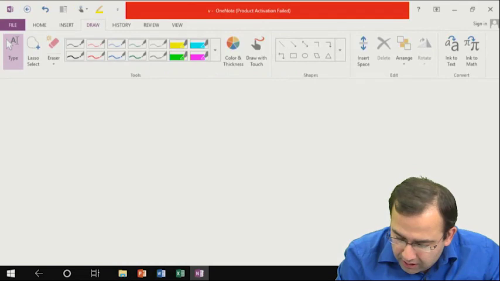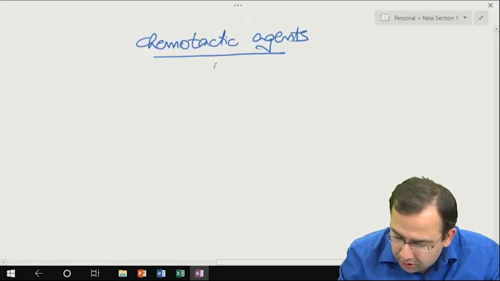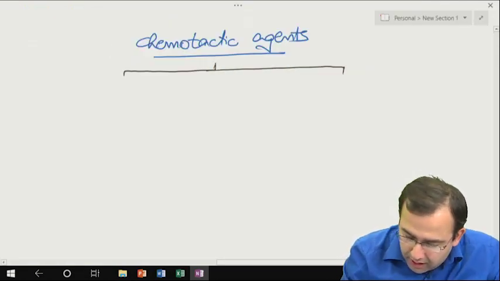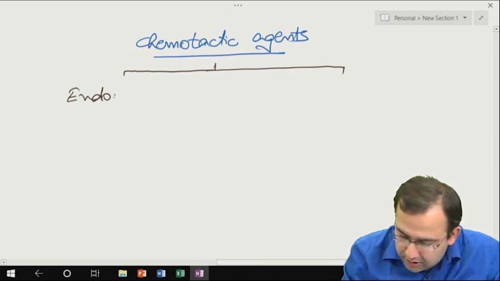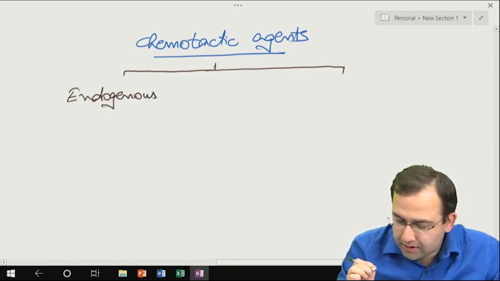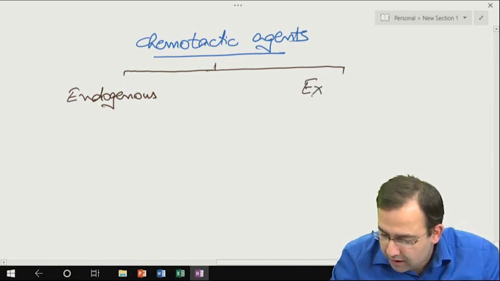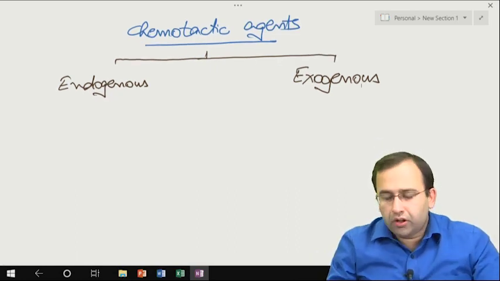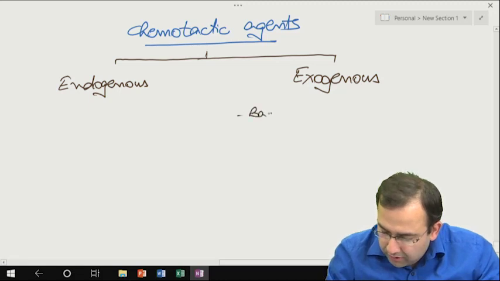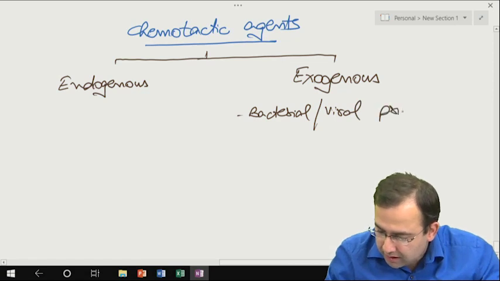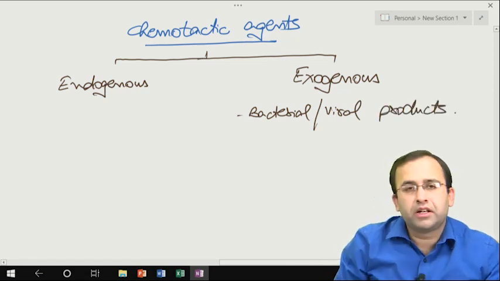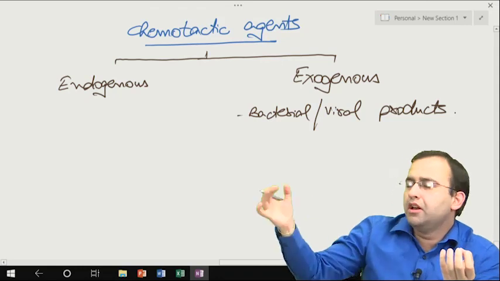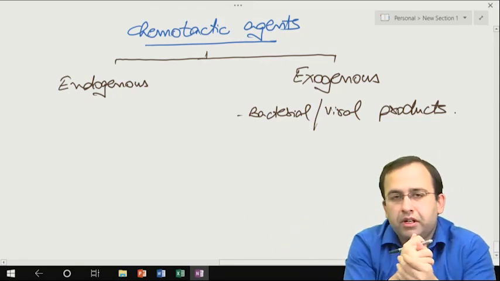I can divide the chemotactic agents into two types, endogenous chemotactic agents and exogenous chemotactic agents. Exogenous are obviously the bacterial or the viral products. Wherever a bacterial or viral product is present, the leukocyte goes there. That is an exogenous chemotactic agent.